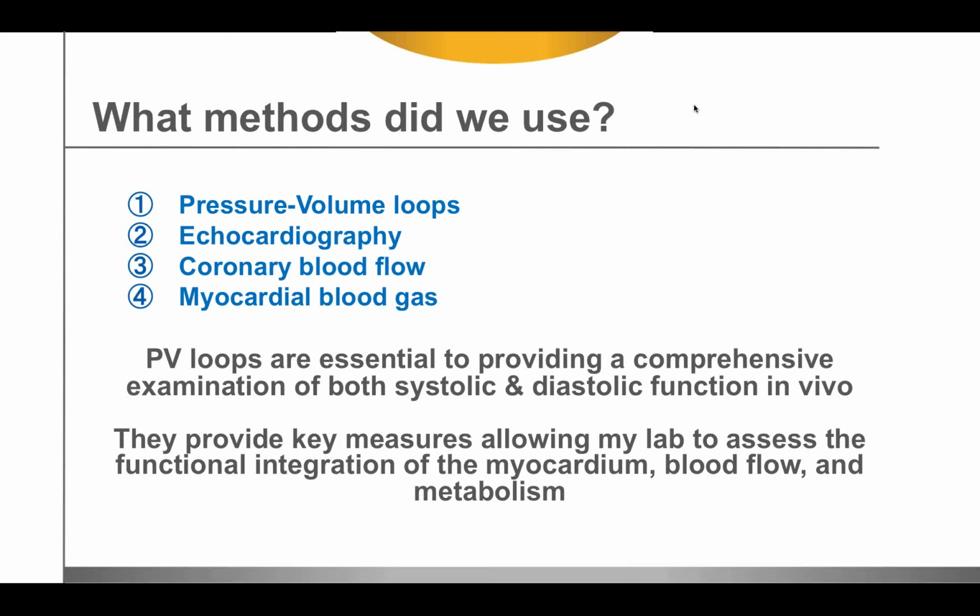So really, PV loops to us, at least to my lab, are really essential to provide a comprehensive examination, because not only do these animals have diastolic dysfunction, but they also have systolic dysfunction. And it's not just the myocardium we think that's involved. We also think it's the coronary vasculature. We know that we have metabolic issues. And so we really want to be able to integrate all these particular things to give us a very comprehensive view of what function looks like in these animals.